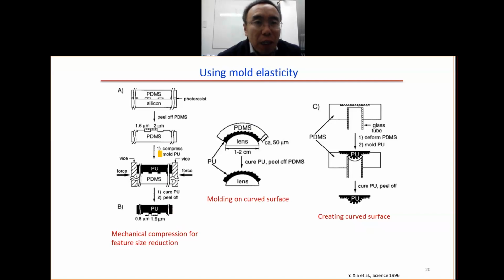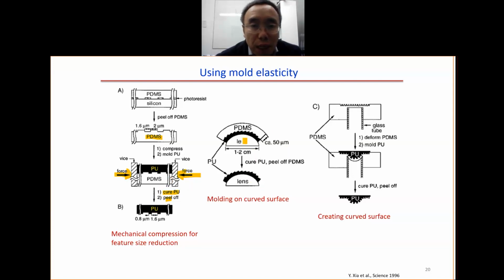For the first example here, you have the photoresist pattern, and you copy the pattern into the PDMS. Then you squeeze it from the two sides, and it becomes smaller. While it is squeezed, you pour the polyurethane, then you cure the polyurethane and peel it off. You can see the pattern in the polyurethane has a period of 0.8 plus 1.6 is 2.4 micrometer. But at the beginning it is 3.6 micrometer. You get a smaller feature size by the squeezing.